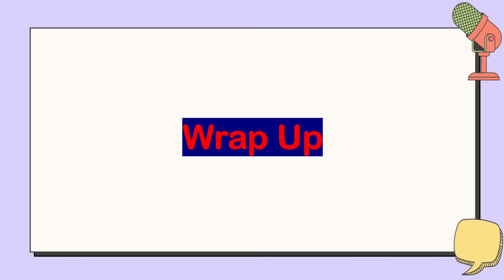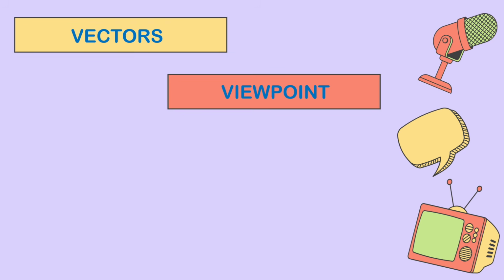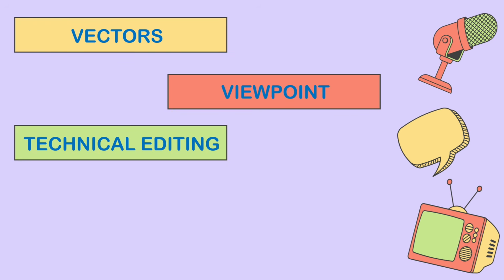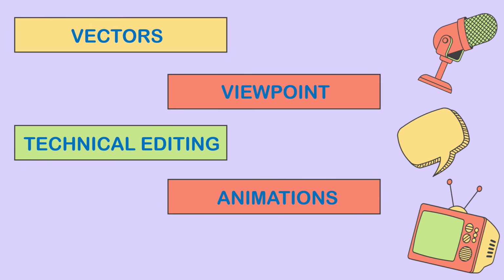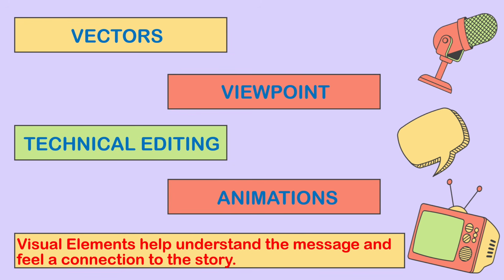So today we learned how visual elements like vectors, viewpoint, technical editing, and animations are used by journalists to tell a story. And guess what? These visuals do more than just make a story pretty. They help us understand the message and make us feel a connection to the story.